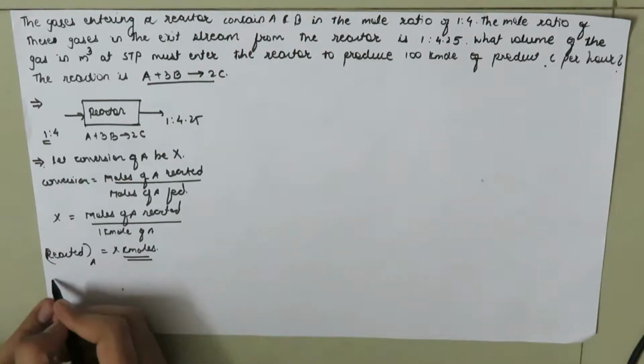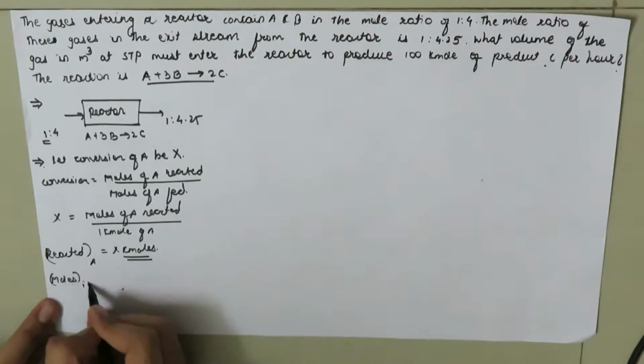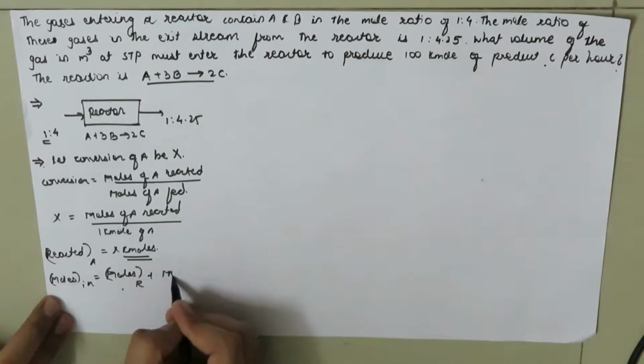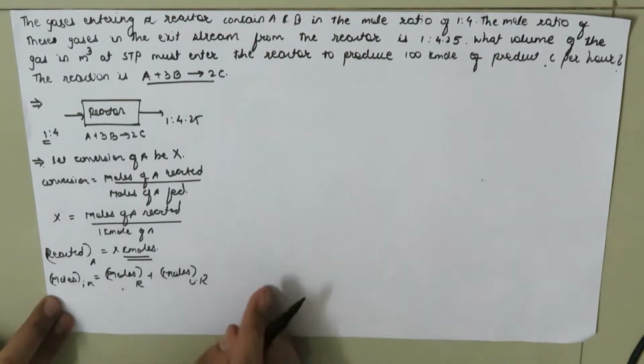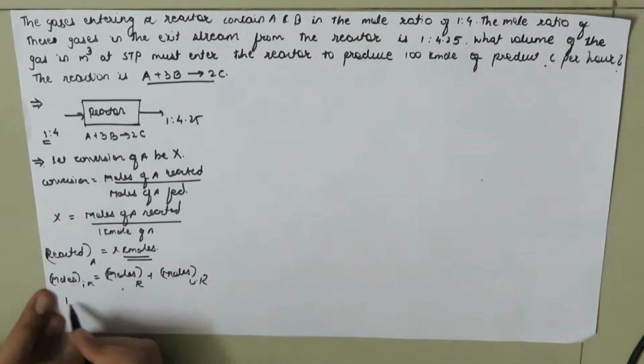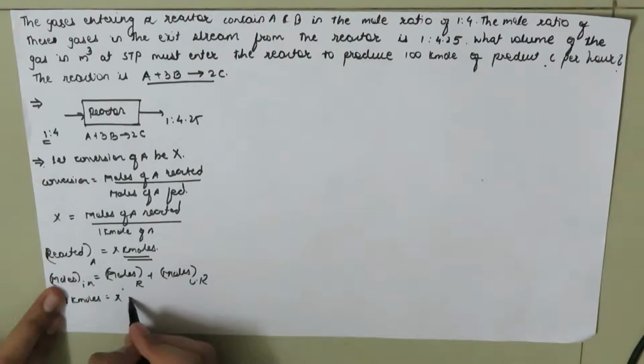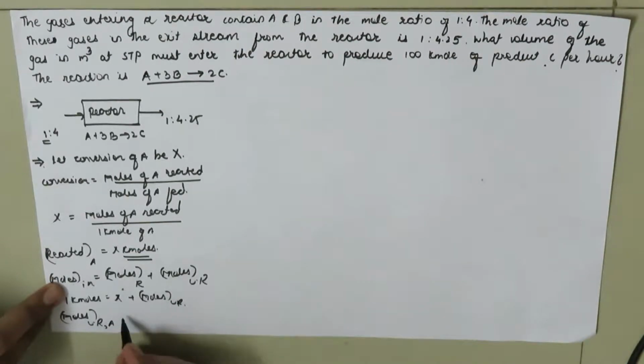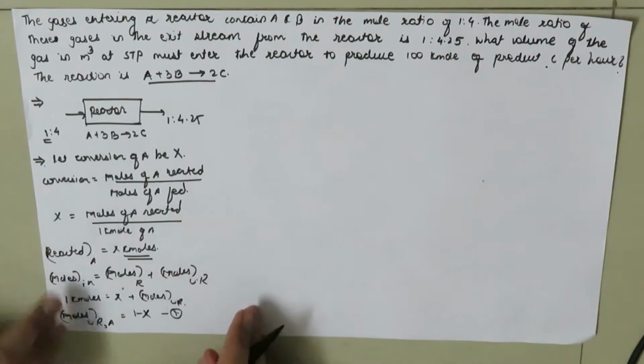Now, according to the mole balance, moles in should be equal to moles reacted plus moles unreacted. So moles in is 1 kilomole, which is equal to moles reacted, X, plus moles unreacted. So moles unreacted of A will be equal to 1 minus X. Let's call this equation number 1.